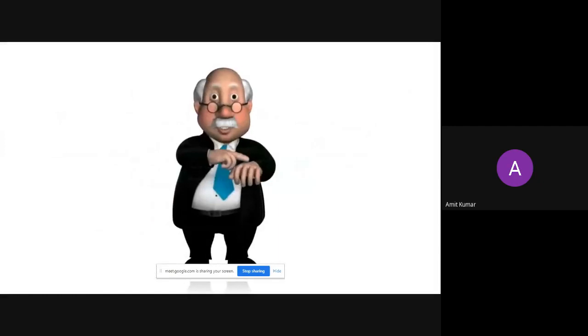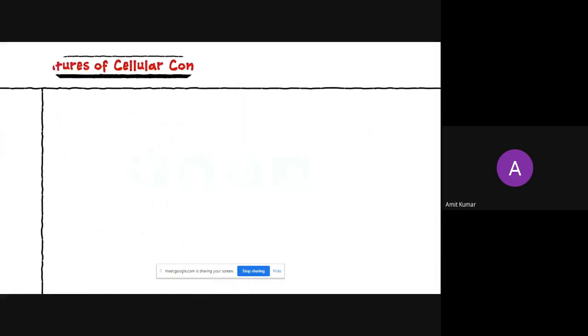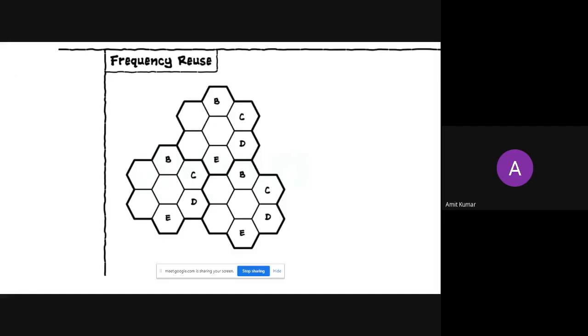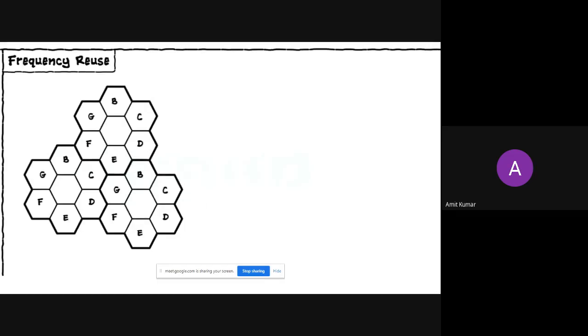Hey, it's time to concentrate now. Now let's see the features of the cellular concept. Its first feature is frequency reuse. In frequency reuse, same set of frequencies are used for radio channels located in different areas. As shown in the diagram below, every cell named as A uses the same set of frequencies.